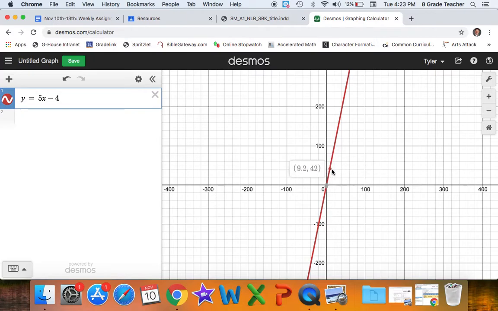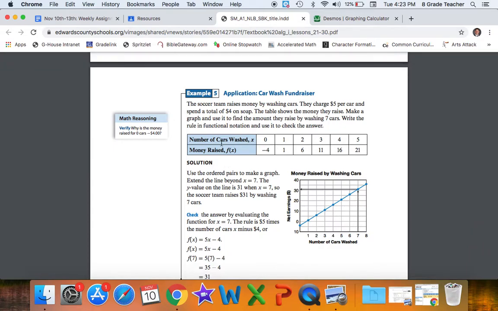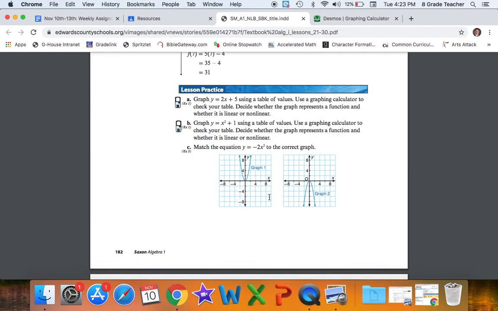If they're at $7 or 7 cars, they make, there it is, $31. Okay? So you can use that Desmos equation typer to plug that in and see the graph to show you what that would look like to help you solve those problems. What I'd like to do is take a look at some of those in our lesson practice.